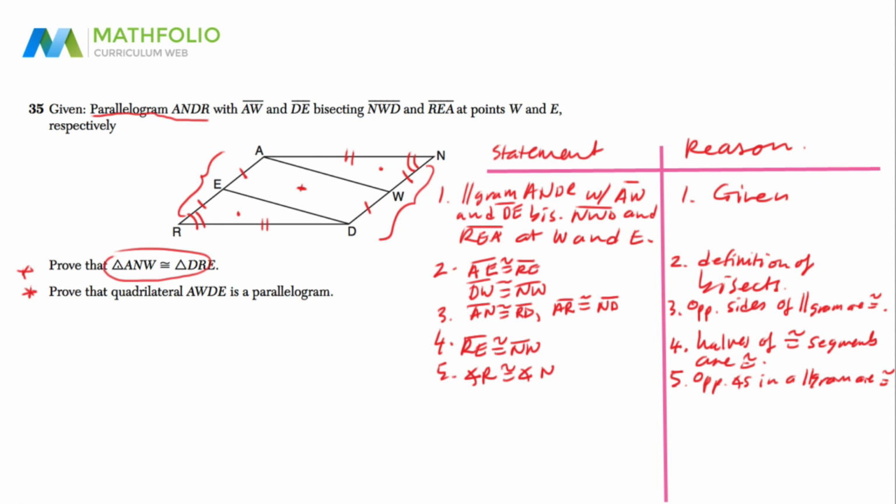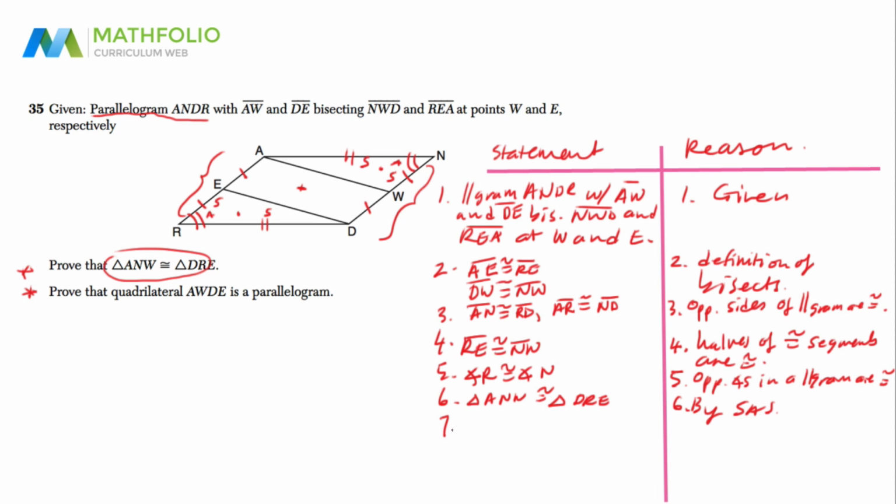Now remember that we're trying to prove that the first proof is that triangle ANW is congruent to triangle DRE. So already I'm seeing side, angle, side, side, angle, side. So maybe it's time to make that statement of that proof. So we can just copy it exactly. So number 6, triangle ANW is congruent to triangle DRE, and that would be by side, angle, side.